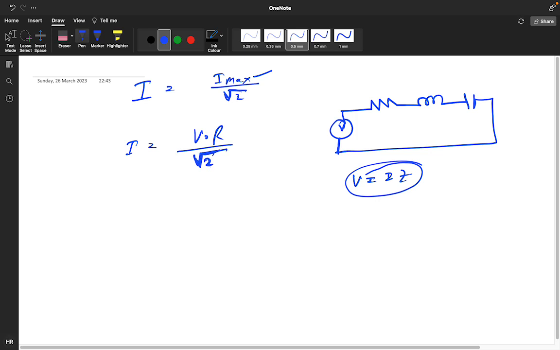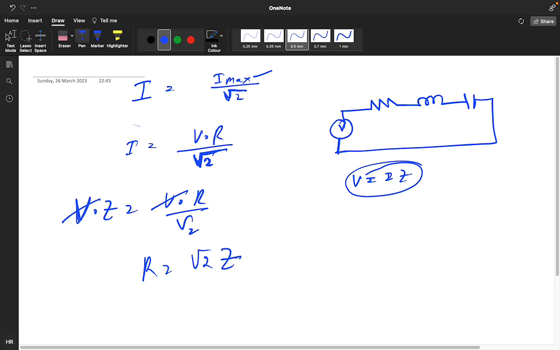Right, Prasanna? Because this will get cancelled out. It's occurring at a resonant frequency, so we'll get only the R value. But for this, we will get the Z value. No R value will come. So V into R by root 2, so it's getting cancelled out. So R is equal to root 2 into Z.